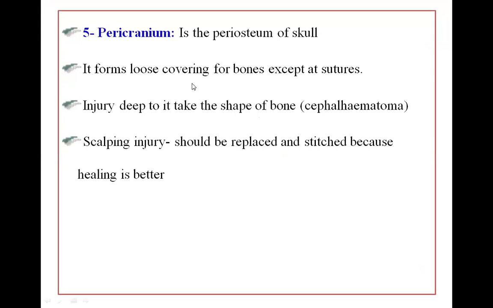Pericranium. It is the periosteum of the skull. It forms a loose covering for bones except at the sutures. Injury deep to it takes the shape of the bone, that is known as the cephalhematoma. A scalping injury should be replaced and stitched, because healing is better due to the greater blood supply.